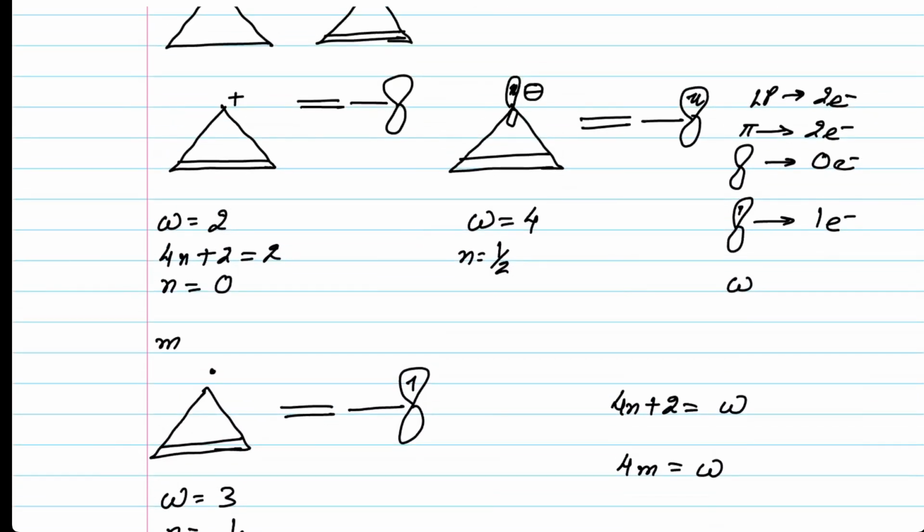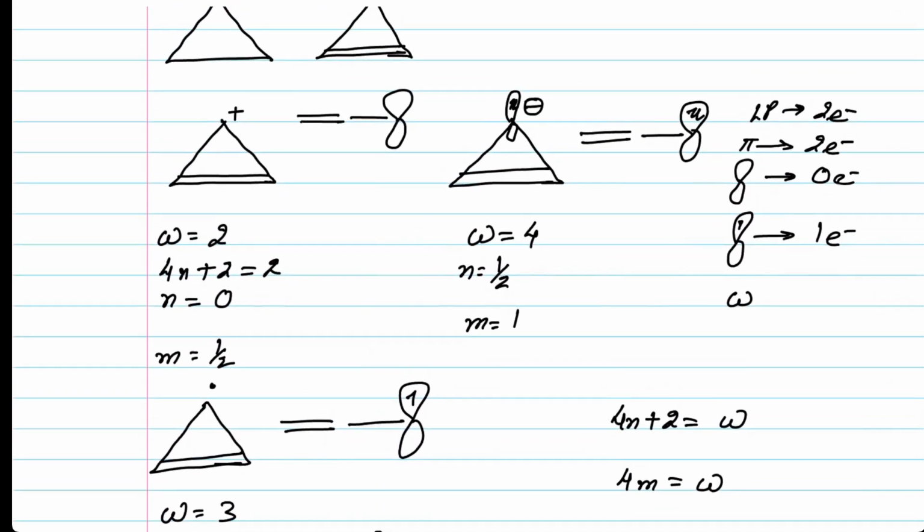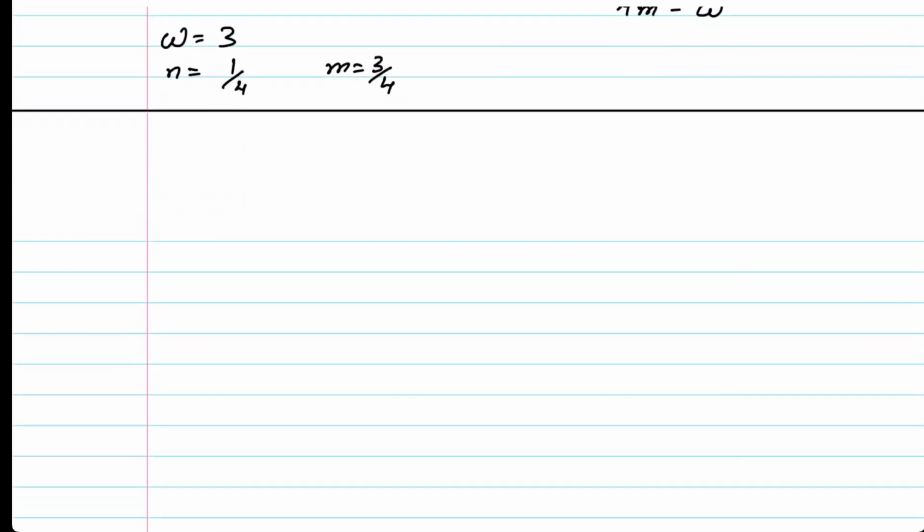Then we can get the value of m. In the first case, the value of m turns out to be 1 by 2. In the second case, the value of m turns out to be 1. And in the third case, the value of m turns out to be 3 by 4. Now, why exactly are we trying to find out the value of n and m? Here we need to understand a very simple and very important concept, and that is called aromaticity.